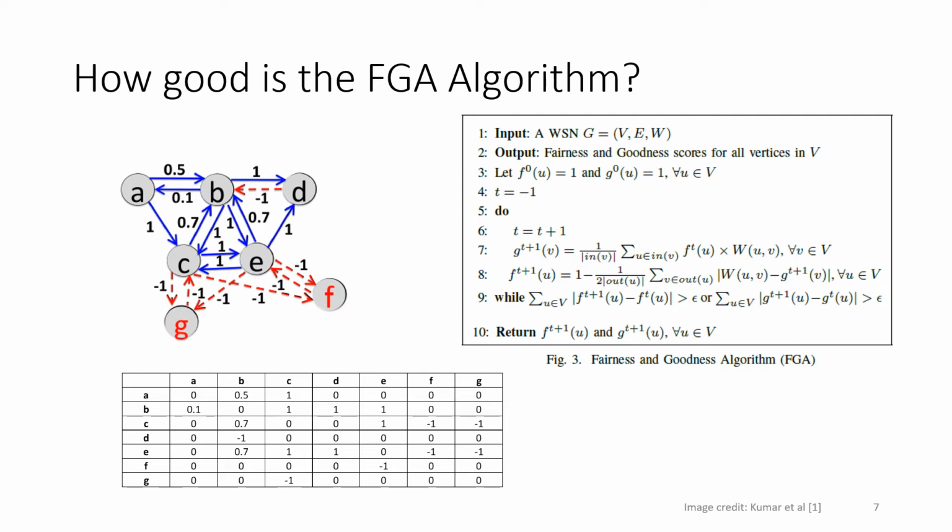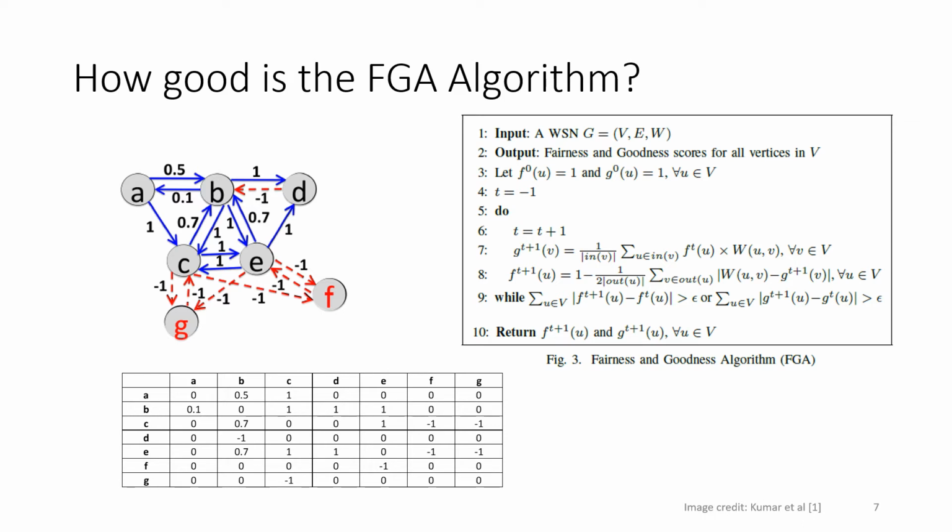In this case, since t is 0, we have g of 1. That means the first iteration for the goodness value of B is equal to 1 over the in-links of B. How many in-links does B have? It has 4 in-links: 0.5, 0.7, -1, and 0.7. So we have 1 over 4. Then the summation over all the in-links is f of 0 of u, which is 1. So 1 multiplied by 0.5 plus 1 multiplied by 0.7 plus 1 multiplied by -1 plus 1 multiplied by 0.7. Once we solve that, that will give us the goodness value of B.